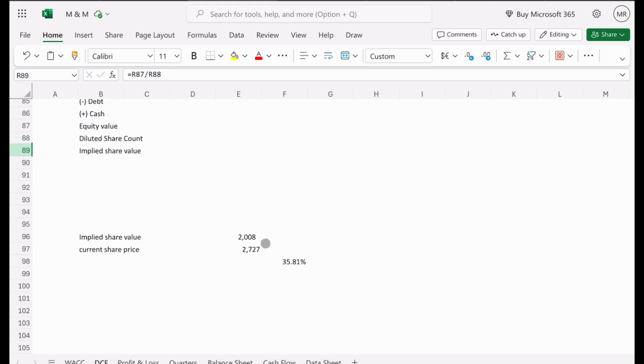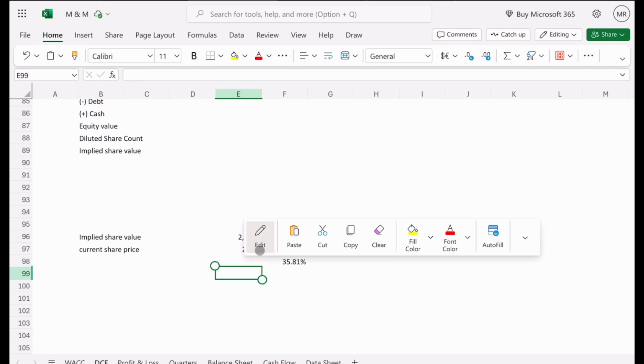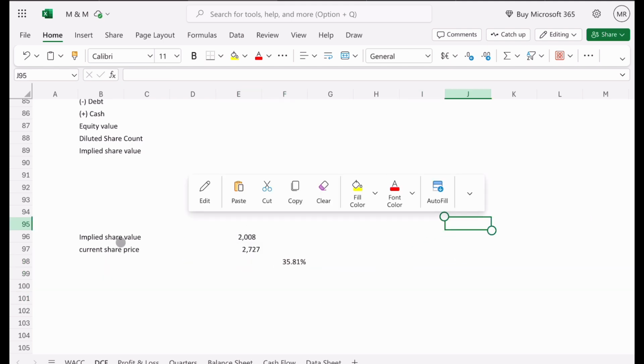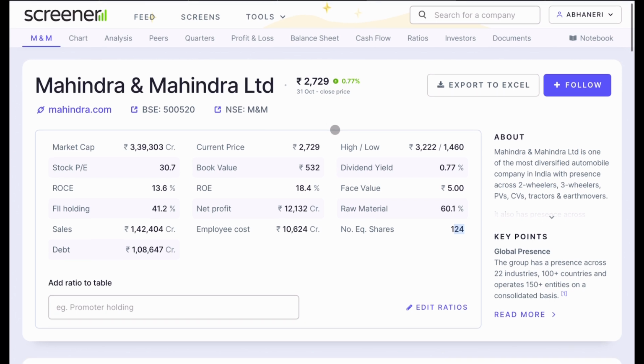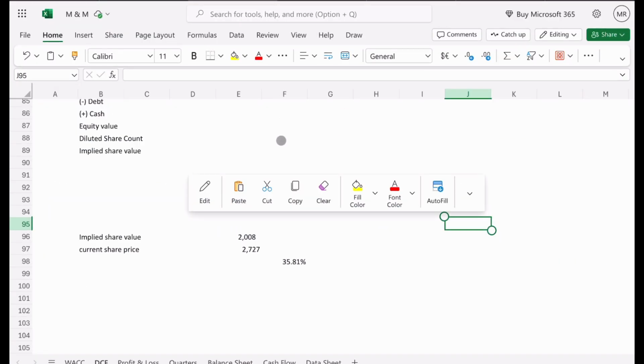And the current share price of Mahindra is 2727. So you can see it's trading at a higher price than its implied share value. So the stock is overvalued in my DCF model. Even if you change some assumptions more in its favor, it will not affect much.